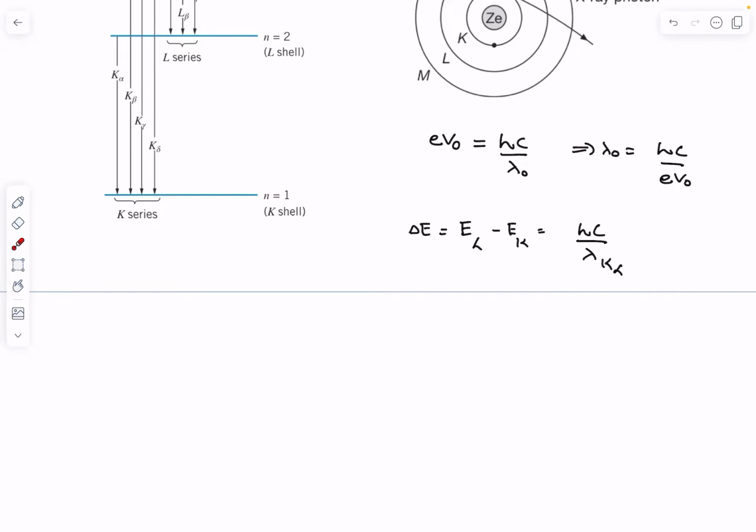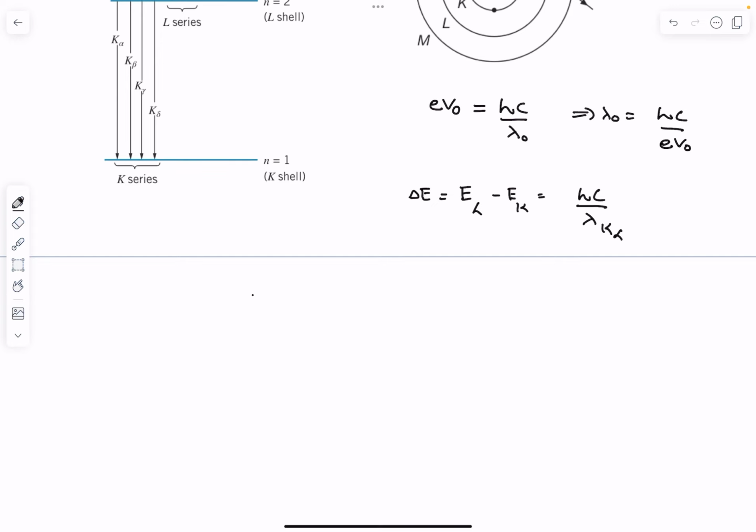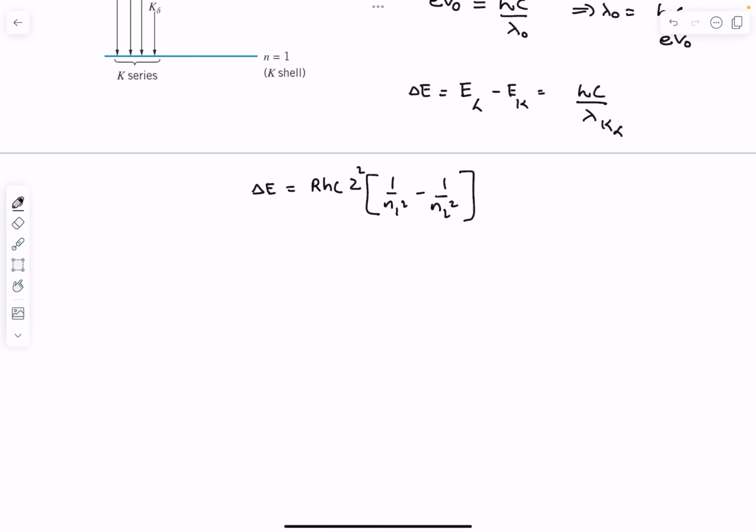For this, guys, you may be familiar with Moseley's law. We can actually use the same formula that we use for hydrogen spectrum, but here there is a slight modification in the formula. For the hydrogen spectrum, the delta E was RHC times 1 by N1 squared minus 1 by N2 squared, right? There would be a Z squared as well. And this RHC is nothing but 13.6 electron volts, guys.